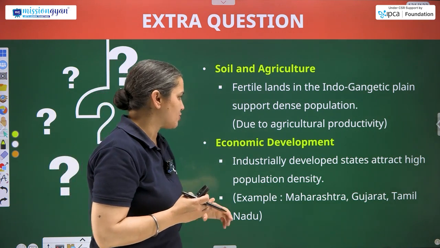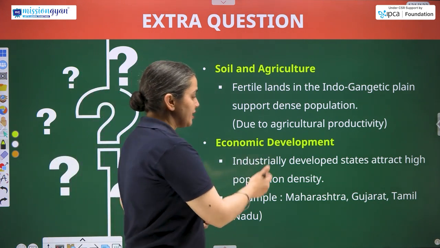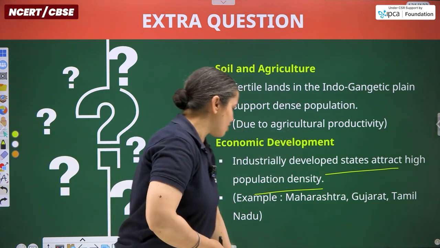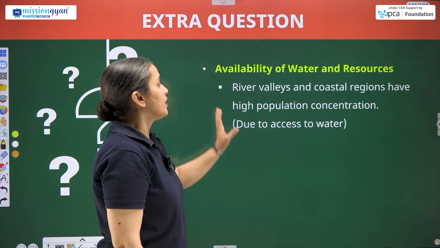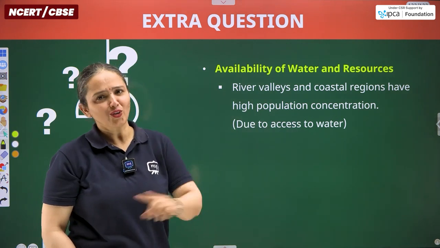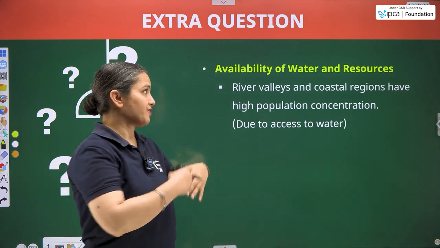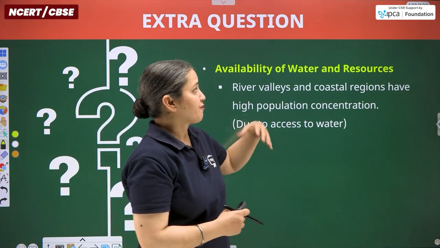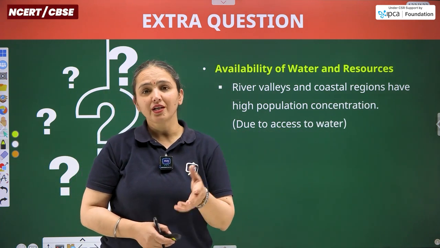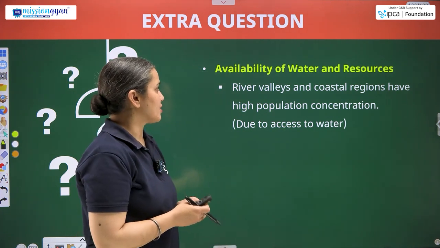Then comes economic development. Industrial cities comprise high density population. Industrially developed states attract high population density, for example, Maharashtra, Gujarat and Tamil Nadu. Finally, the last factor is the availability of water and resources. Wherever there is a sufficient amount of water and resources to utilize, the population will be residing in those particular areas. That calls for high density regions.